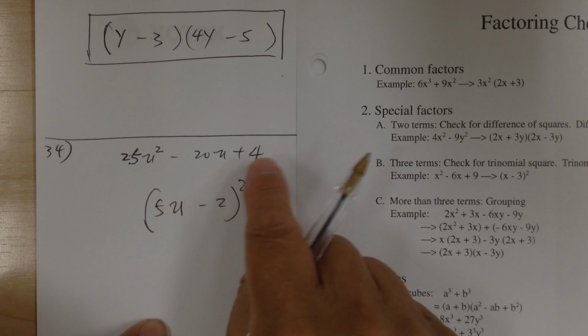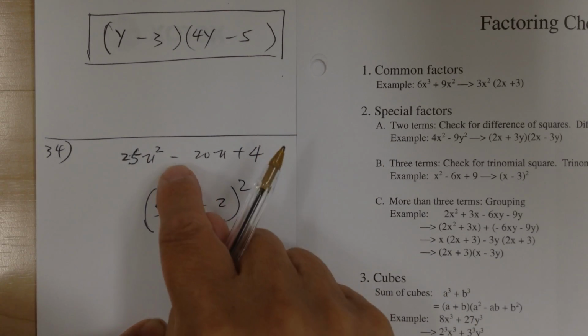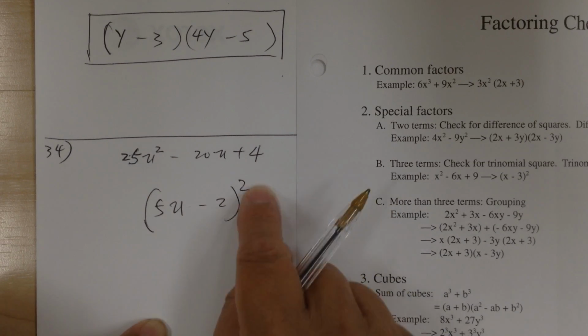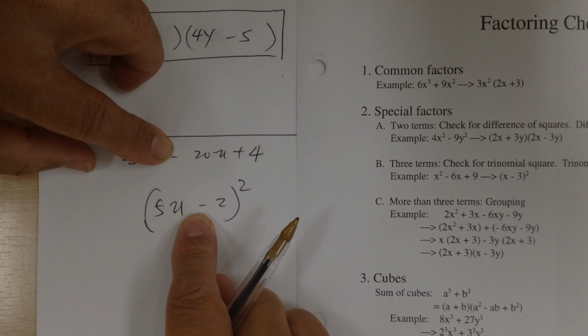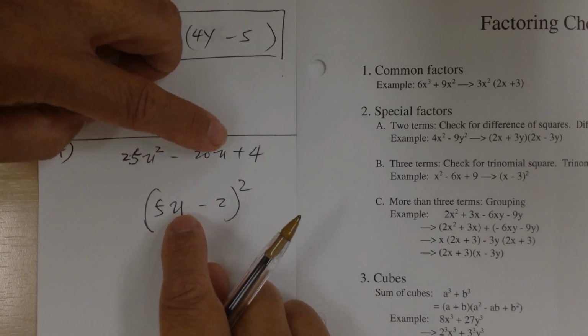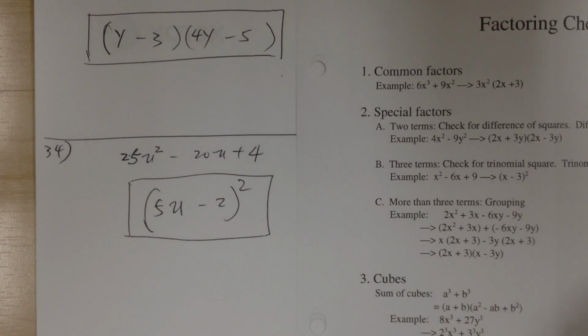Again, you're just guessing. From this you get that, from this you get that, and from this you get this. And you want to check if it matches. So you multiply all this together. 2 times 2 is 4, times 5 is 20, so it matches, and the variable is u. So everything matches. So that's your answer. That's your step 2b.